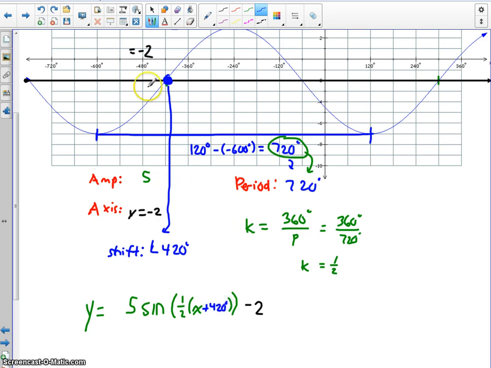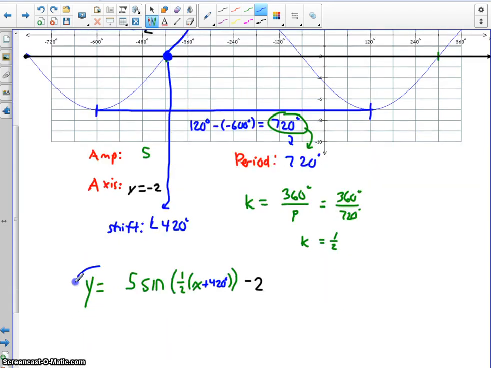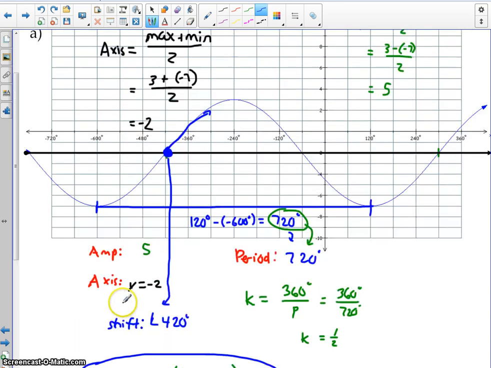Okay, so from there, if I start here, is my cycle reflected or not, or is it the same as the parent function? Well, it's on its axis. From here it goes up, so that's the same as the parent function. It's not reflected. This is a perfectly valid equation. Okay, now what if I had chosen not to start the cycle here, but start the cycle elsewhere where it's on its axis, like let's say over here?